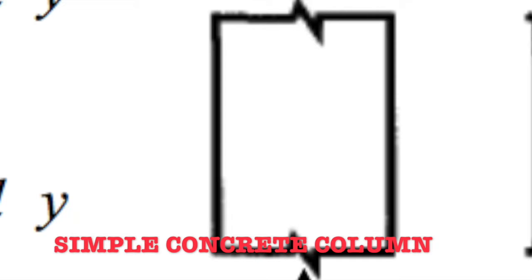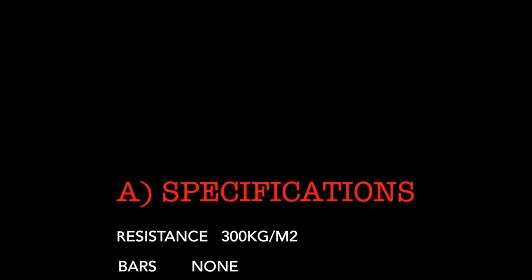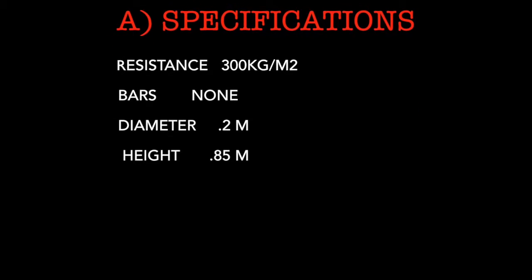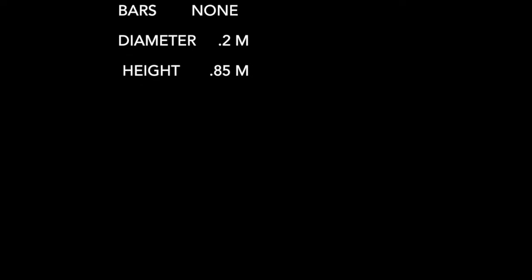Simple concrete column. This model has a resistance of 300, has no bars, has a diameter of 20 cm and a height of 85 cm.